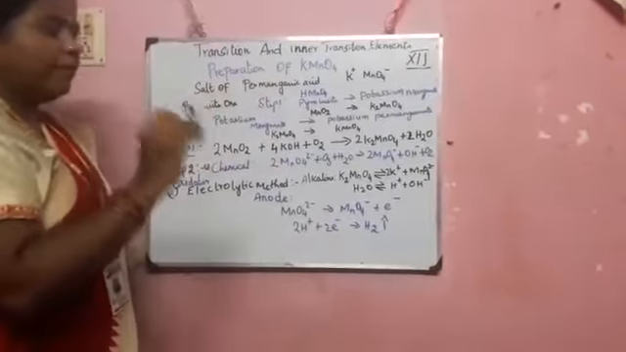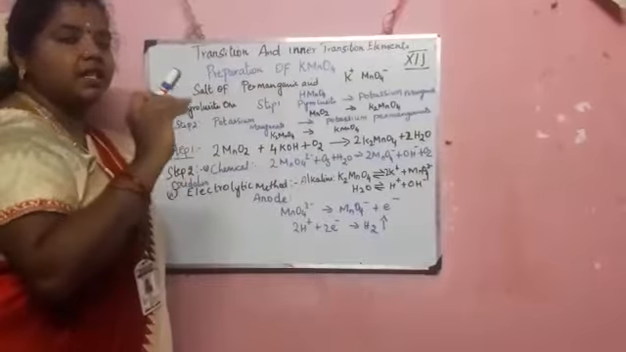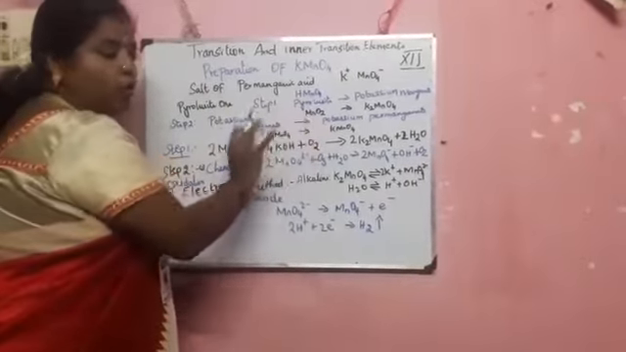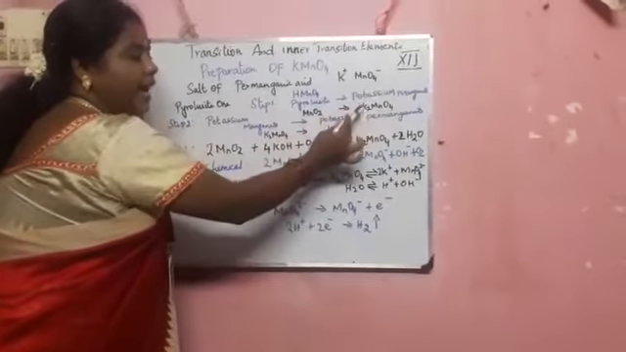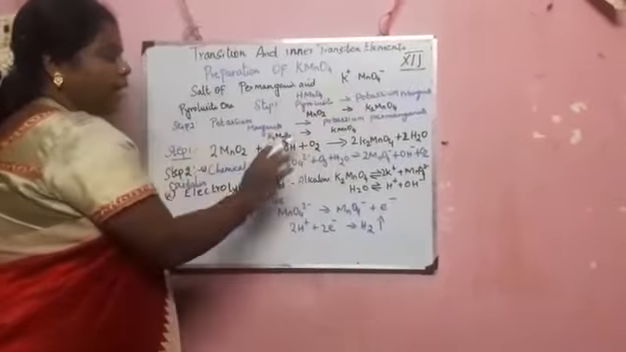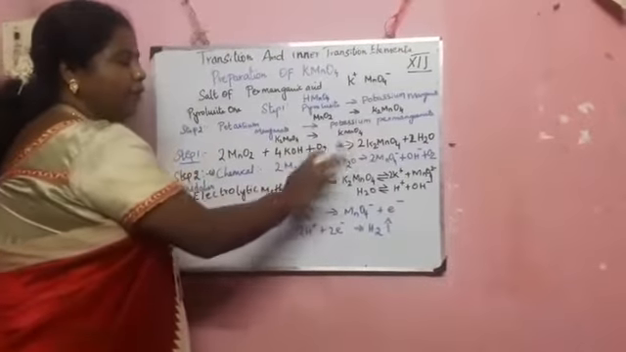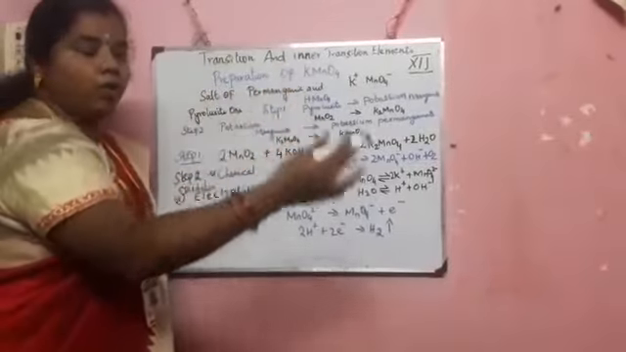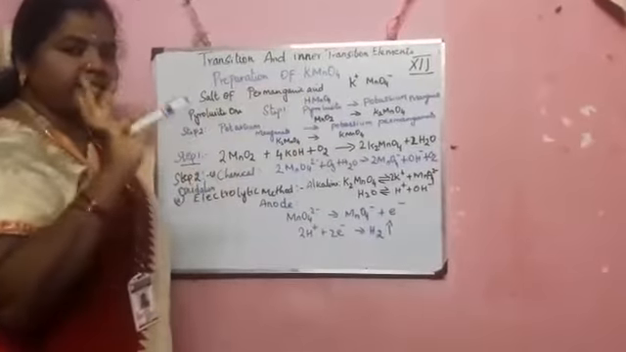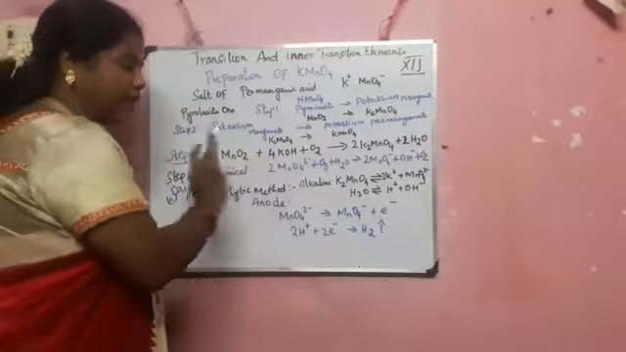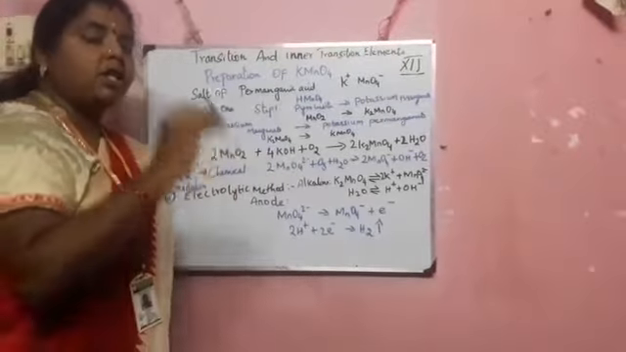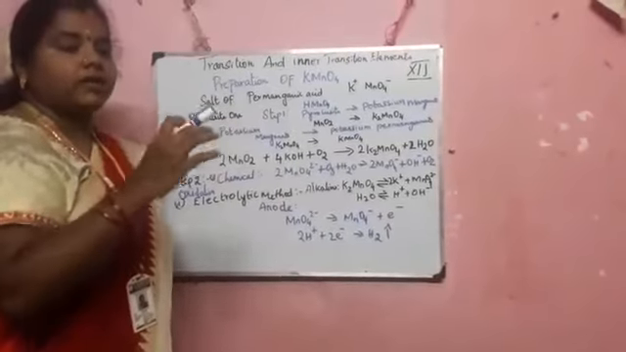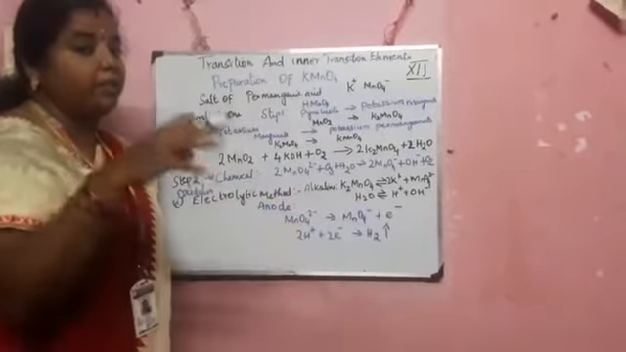Before going to the preparation, let's see some formulas. Pyrolusite is MnO2, potassium manganate is K2MnO4, and potassium permanganate is KMnO4. So only these 3 formulas are involved in this preparation: MnO2, K2MnO4, KMnO4. Before going to the preparation, you should learn these formulas. Then if you go with the preparation, it will be easy for you.